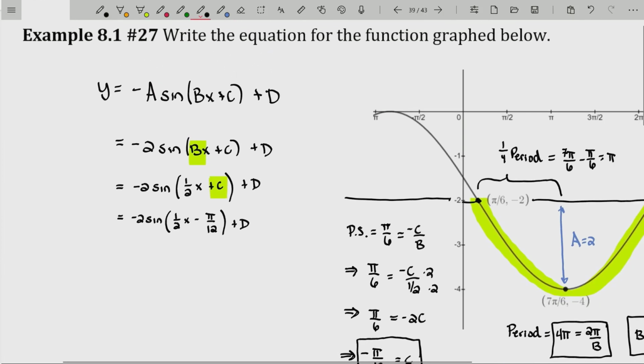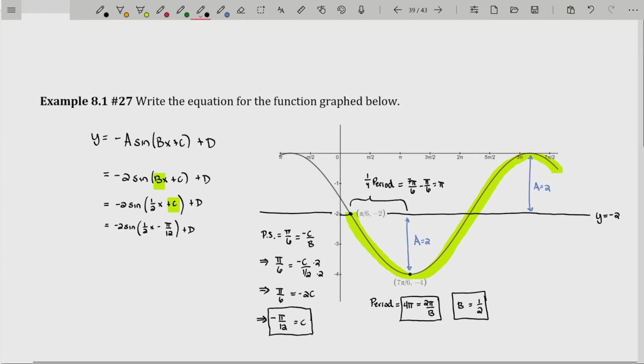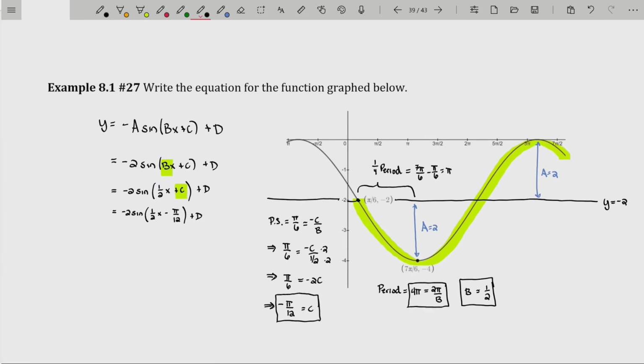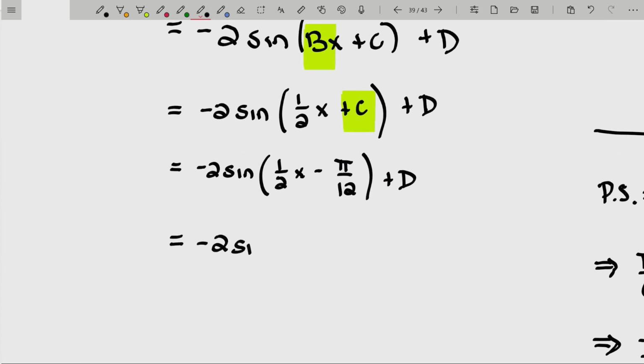Now that we've done that, let's go ahead and find d. And d here is going to be found from our vertical shift, which is a negative 2. I'll highlight that so you can see where I'm looking. Negative 2 right there. So that's what d is. D is kind of the easiest of the group. So our full function is negative 2 sine of 1/2 x minus pi over 12 and then minus 2.